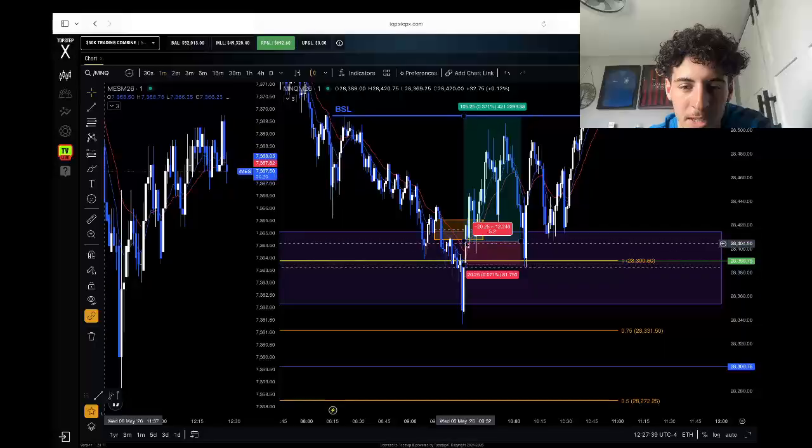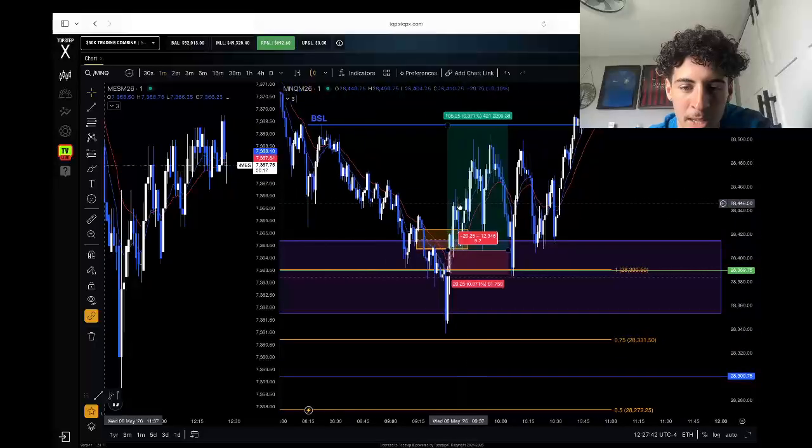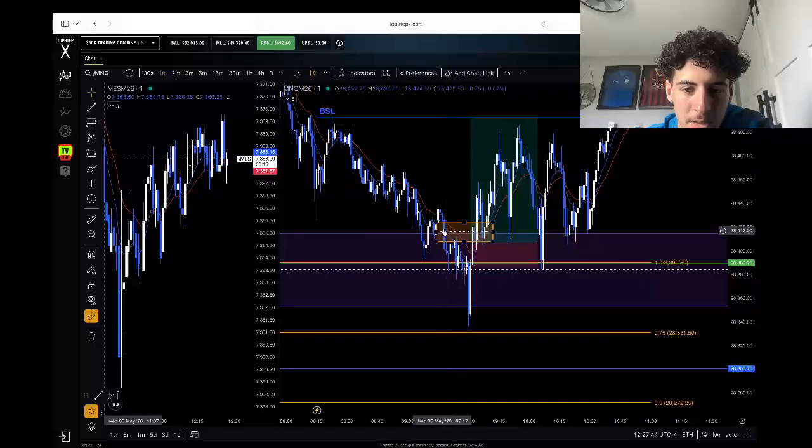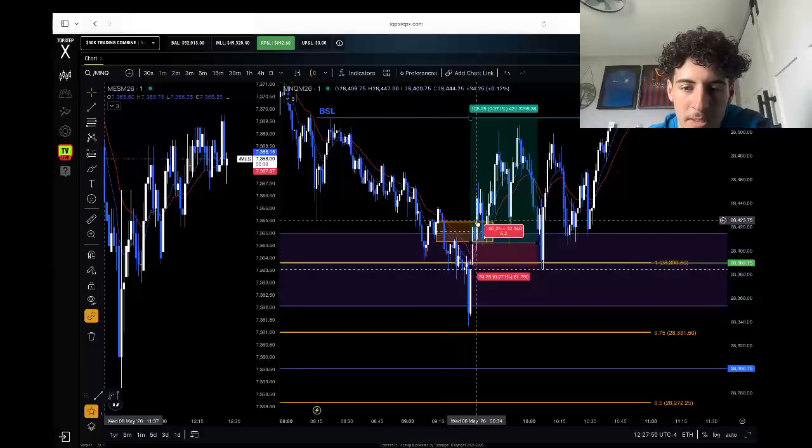And then after that, we just had these explosive moves up. And then you guys can see in here, I noticed this fair value gap in here was important. It was the one right before we took out this area of liquidity. And then as you guys can see, we did end up inversing it and tapping the inversion.